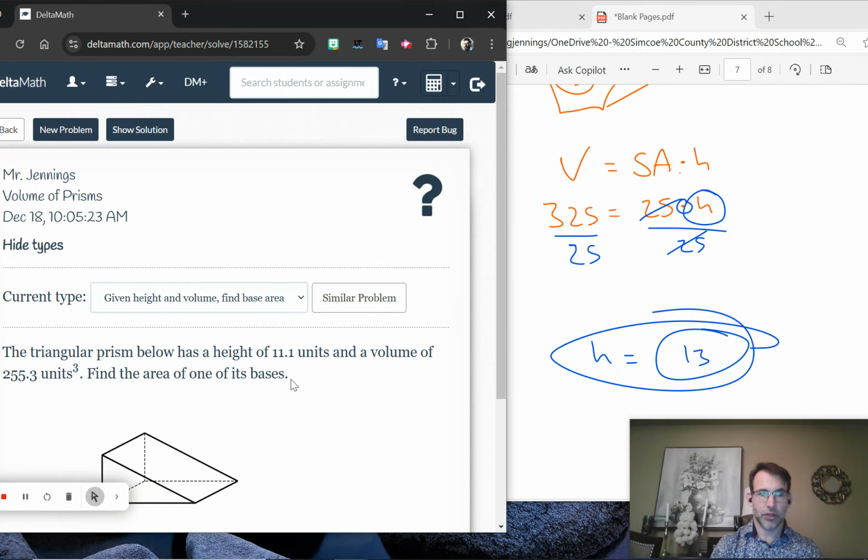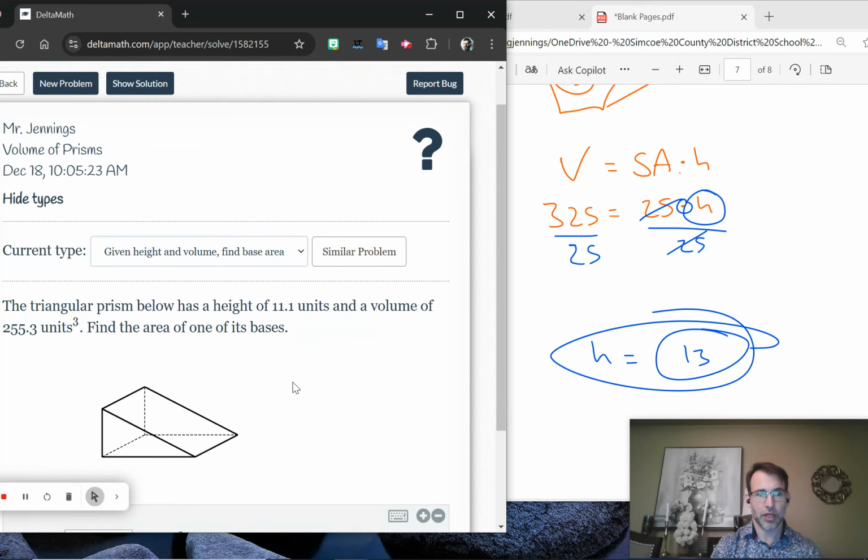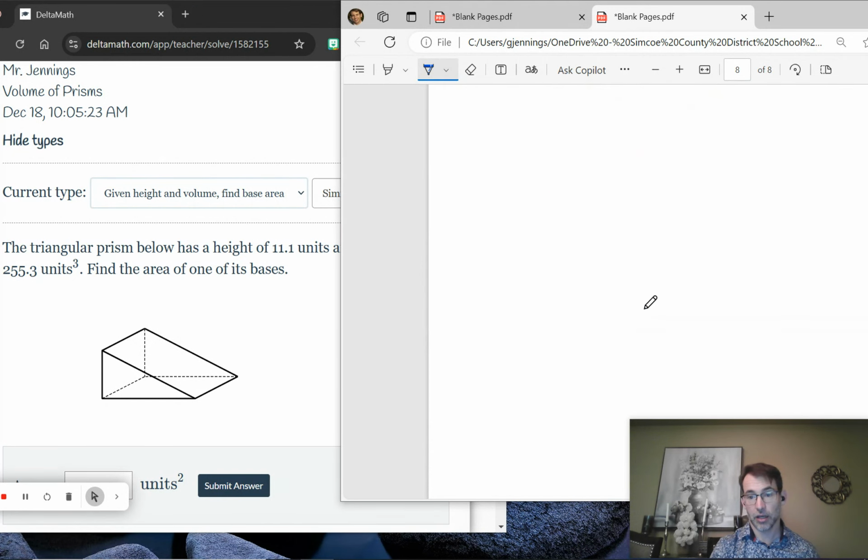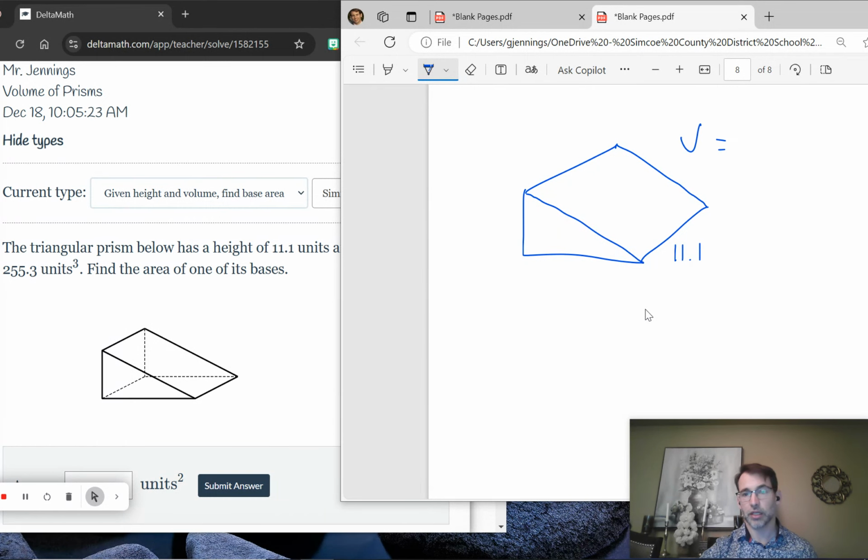And if we have height and volume, find the base area. Okay, so this one here. This triangular prism below has a height of 11.1 units and a volume of, wow, I'm gonna need a diagram here, folks. So I copy it out as best I can. All right, I know that it has a height of 11.1 and a volume equal to 255.3 units cubed. And I want to know the surface area of the face.